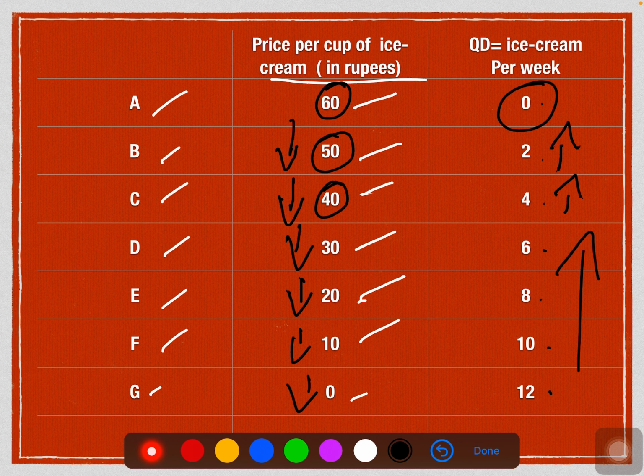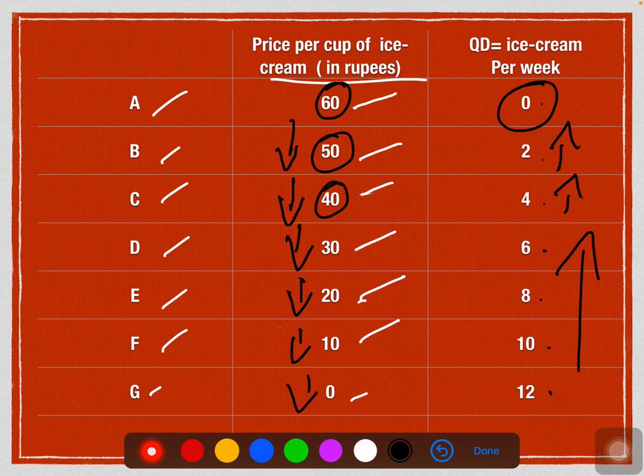So what we have understood here is that when the price continuously falls, the quantity demanded of ice cream per week started increasing. So through this you can see, when price decreases, demand is increasing. Both variables are moving in the opposite direction. Through the demand schedule, with numerical, hypothetical data, we have tried to understand the law of demand. So both variables are moving in the opposite direction.